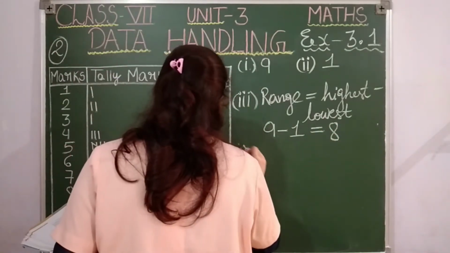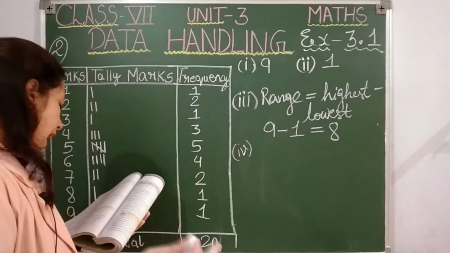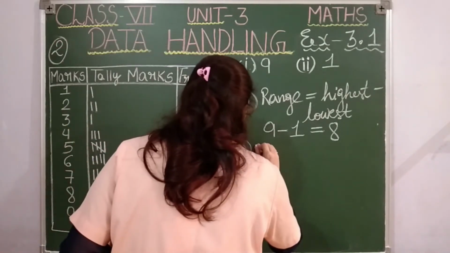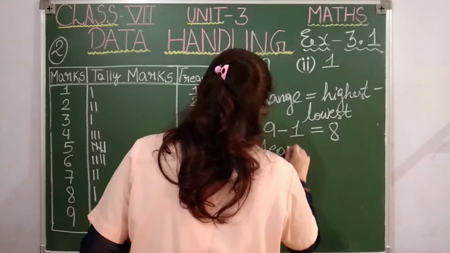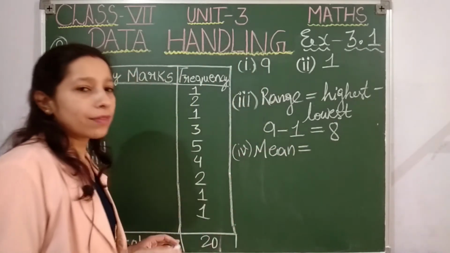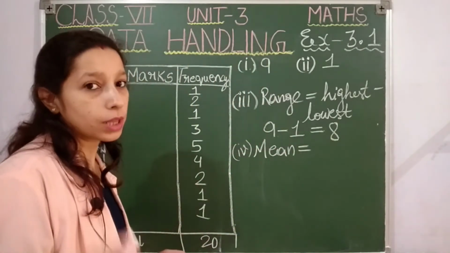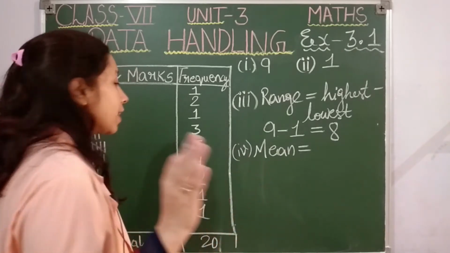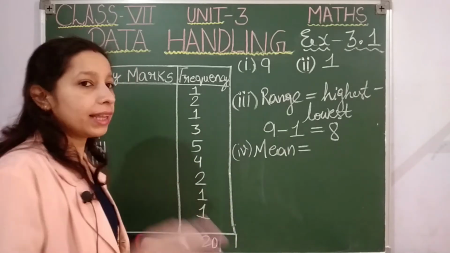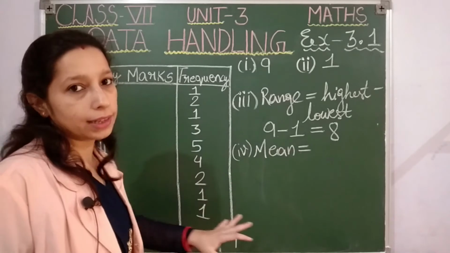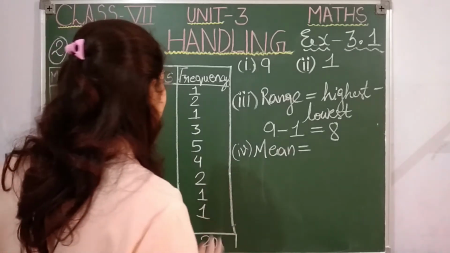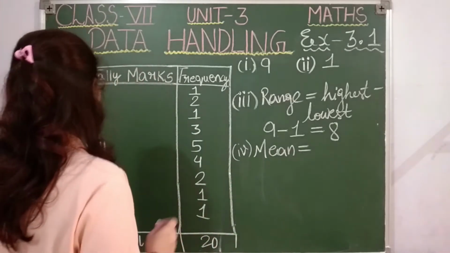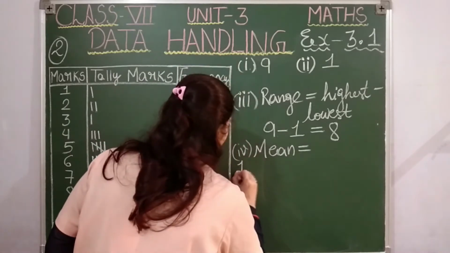Fourth point, students. Find the arithmetic mean. So the formula to calculate mean, students: sum of all observations divided by number of observations. To write the formula is a must for you, okay. I am not writing it here, I have explained it already. You have to write the formula. Simply I will add the marks and then we will calculate the mean. Okay, so let us calculate the mean for the given marks.